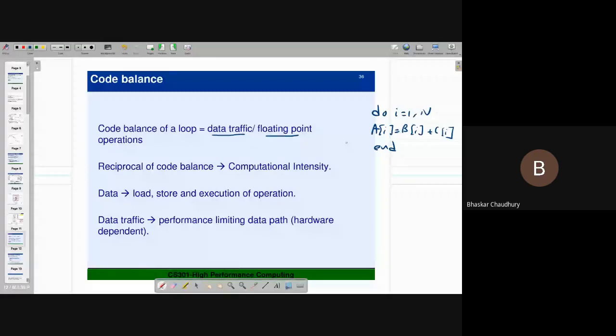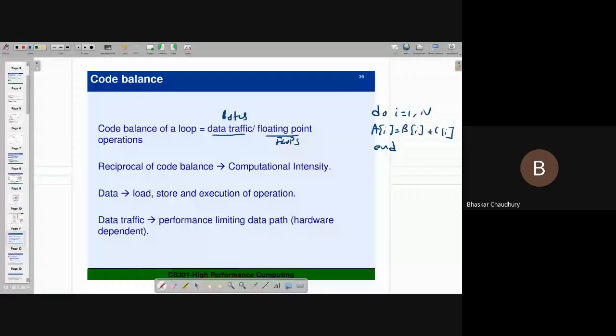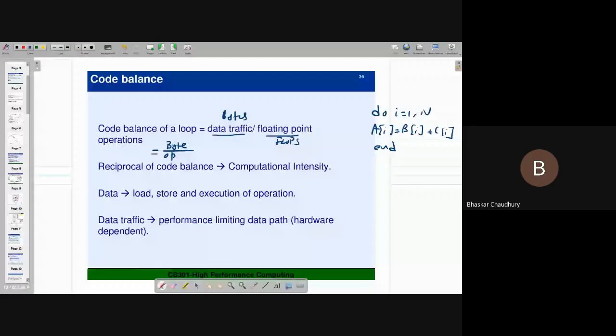What is the unit of this data traffic? Bytes. Okay, this is bytes. And what is the unit of the floating point operations? Flops, right? So the final unit we'll get is bytes per flop. Let us keep this in mind. What we are saying is bytes per operation. That is called the code balance of a loop, or if it's the whole program, you can say the code balance of this program.